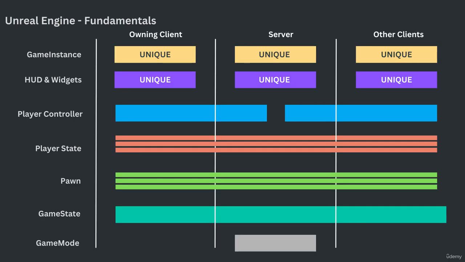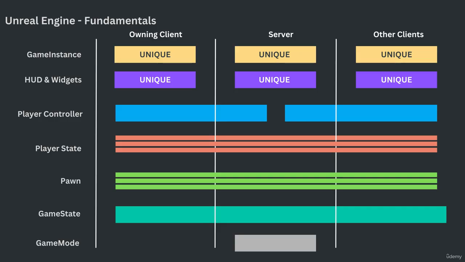Let us consider a multiplayer game with 3 players playing on 3 different machines in a network. One of them will act as a server and host the game, while the others are clients. Let us see how the different core elements of Unreal Engine fit in this multiplayer game functionality. Game instance. Every client and server has its own unique game instance. The game instance starts when the game is started and exists until the game is shut down.